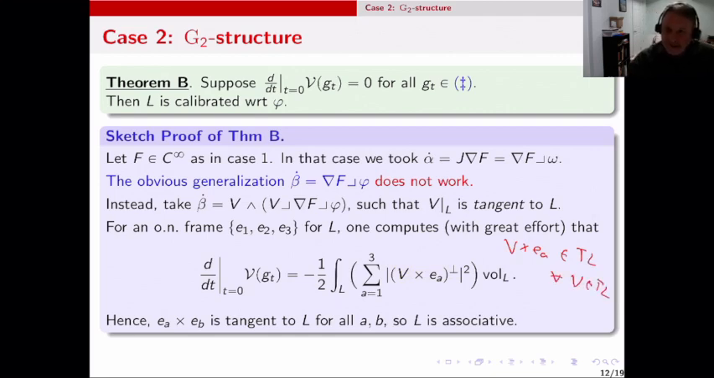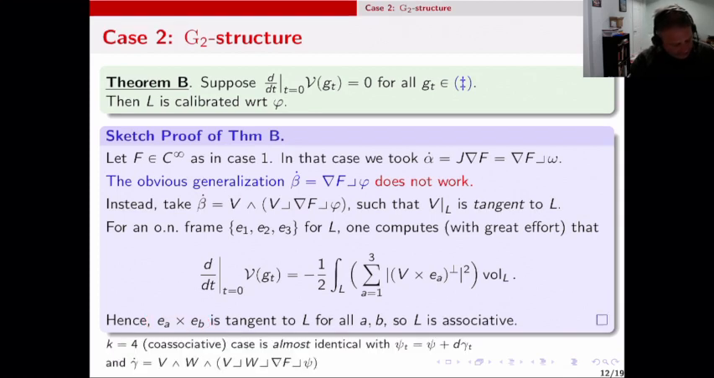Okay? So by taking V to be E_A, E_B, E_C, we get that E_A cross E_B is tangent to L for all A and B, therefore L is associative. I didn't say that earlier in the talk, but that's the definition of associative, that it's closed under the cross product. The tangent spaces are preserved by the cross product. Okay? So that's theorem B in the associative case. And then the co-associative case is essentially identical.